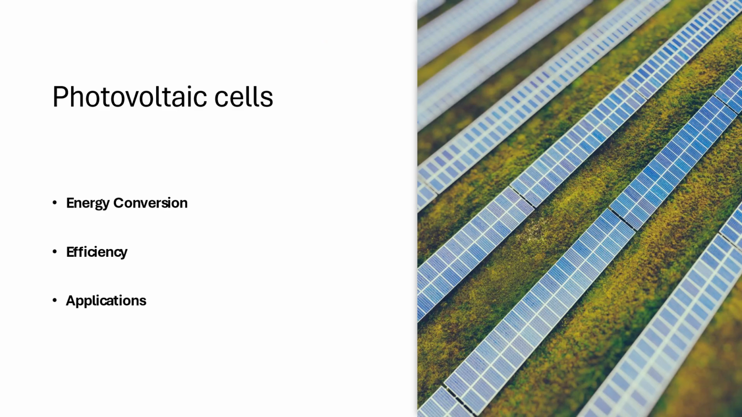Next up is photovoltaic cells. Photovoltaic cells, while primarily used for energy conversion, can serve as alternatives to LDRs in solar energy applications. They offer high energy conversion efficiency and are designed to generate electrical power from light. Photovoltaic cells are used in solar panels, solar powered devices, and renewable energy systems.